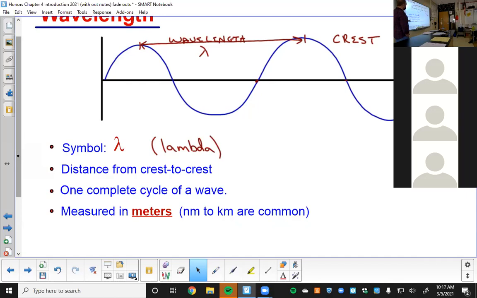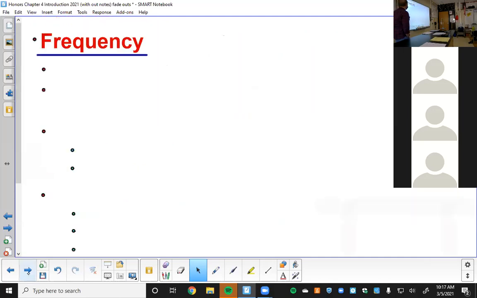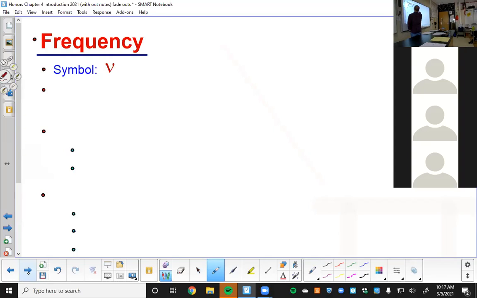Next variable that we'll be working with today is that of frequency. So let me start you off with the symbol for frequency. Like a cursive V, italicized V. It's actually the Greek letter nu is what they're using. So when I try to find it on the computer, I go to symbols and I type in the lowercase letter n, and that's what pops up. Go to the computer, do symbol, type in the lowercase l, and lambda pops up.